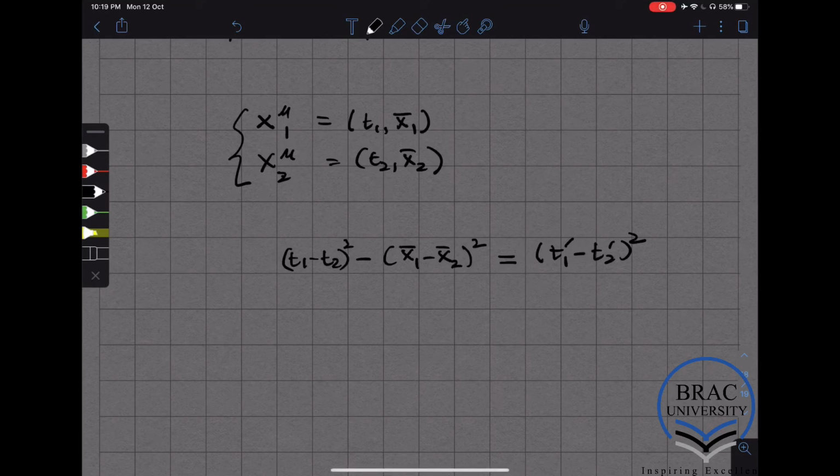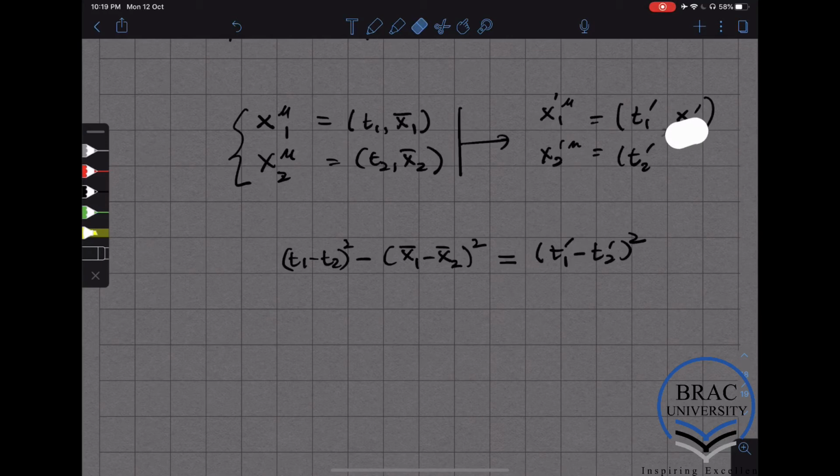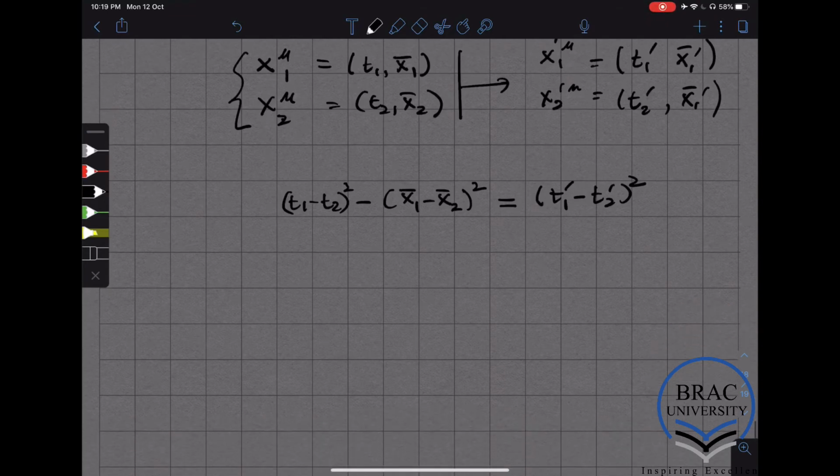So if such a transformation exists, say from this to x1 mu prime, x2 mu prime, where the time part is t1 prime and here is t2 prime, and the space part is x1 prime here, and here it's also x1 prime, so that when we take the difference, they cancel out. If that is the case, then these two points are known to be time-like separated.